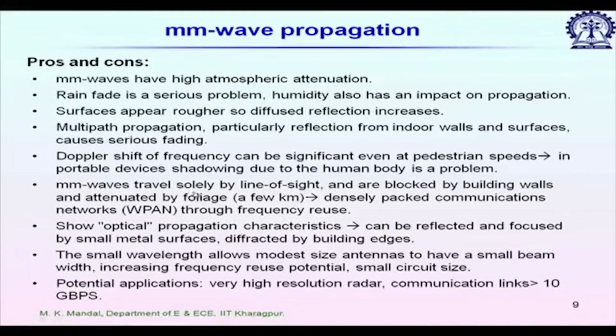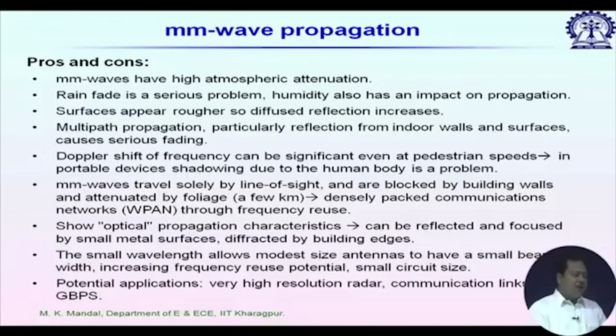Millimeter wave travels solely by line of sight and is blocked by building walls and attenuated by foliage. So, long distance communication is in question. Only line of sight communication may be possible. But it also has one advantage: we can design densely packed communication networks, called WPAN systems, through frequency reuse.